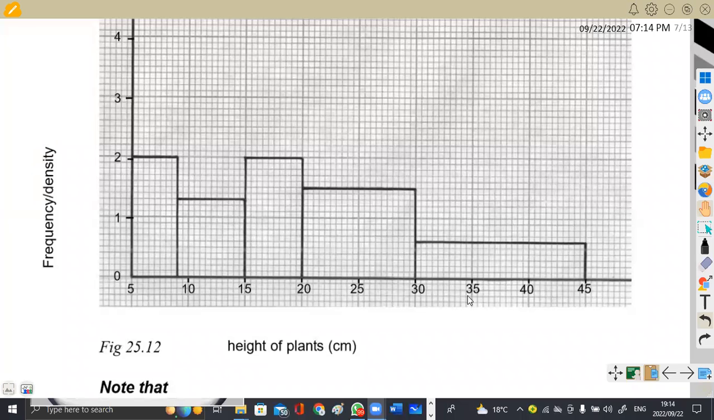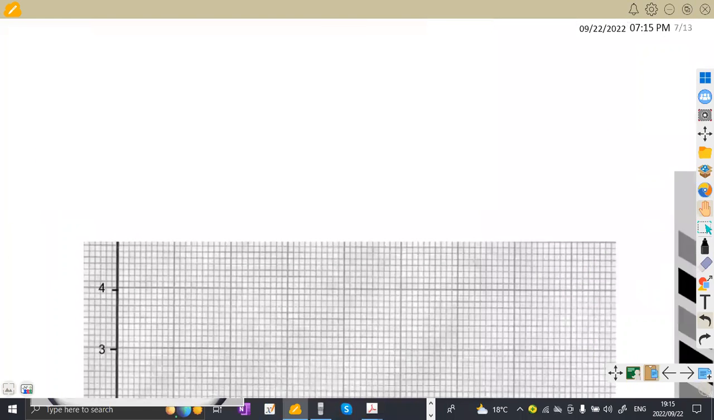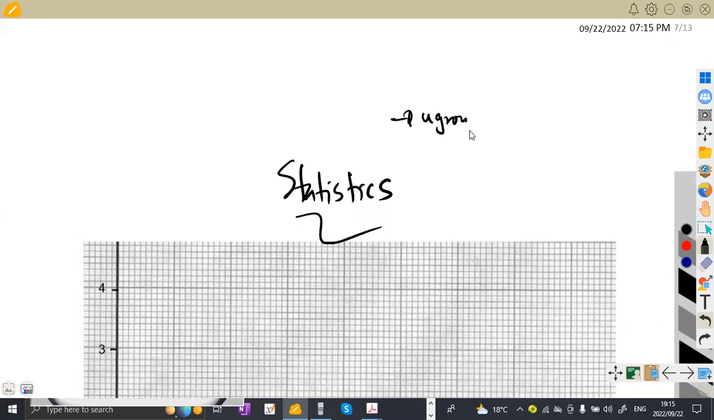All right, it's okay. So this part is graphs and statistics. In statistics we've got two types of information: the ungrouped information and the grouped information. All right.